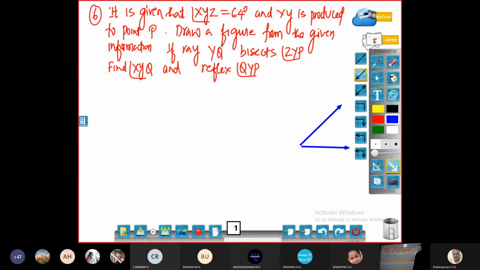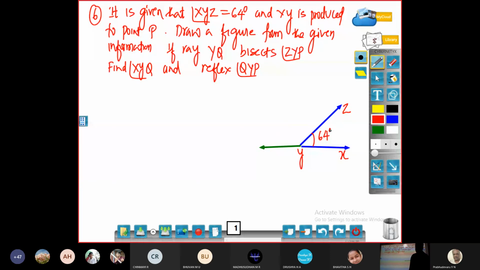And XY is produced to point P. So let us draw in another color. I will take these points as X, Y, and Z, and this angle is 64 degrees. Then XY is produced to point P. We have produced this line up to point P like this.